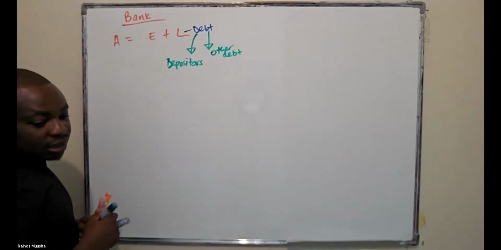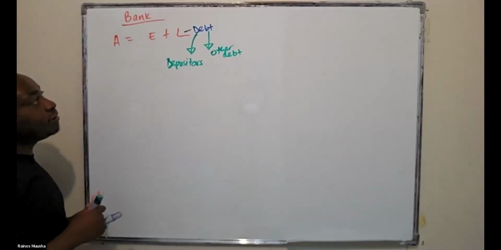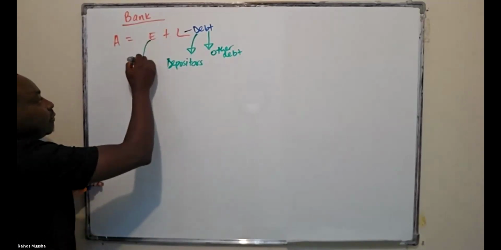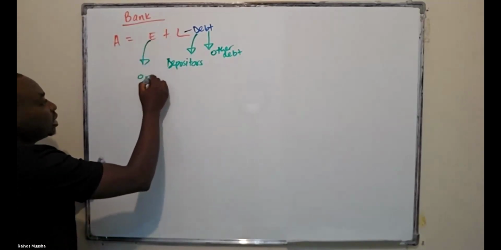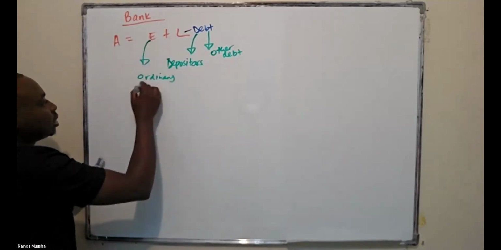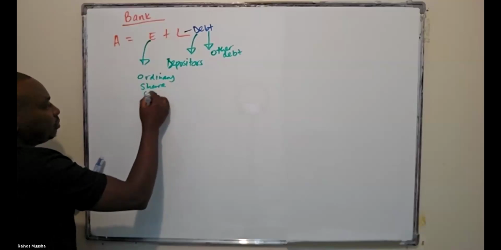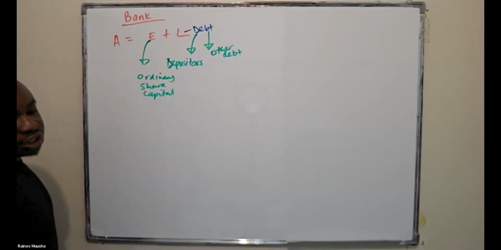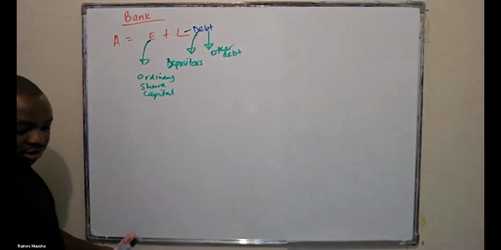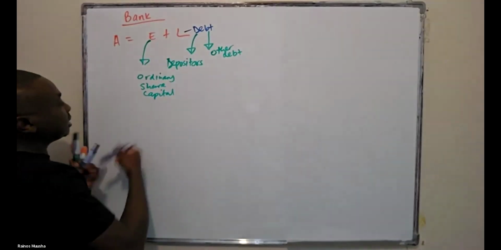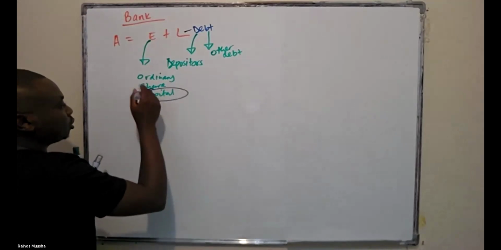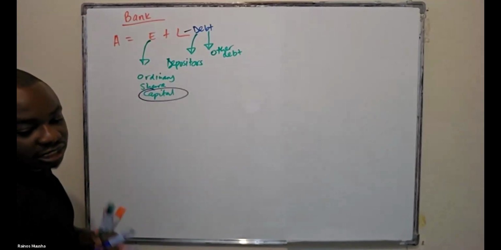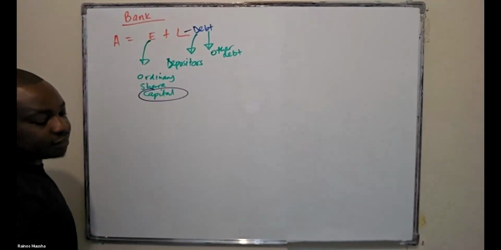And now, how else does the bank finance itself? The bank finances itself through ordinary share capital. And in short, we're just going to refer to this as the capital of the bank.